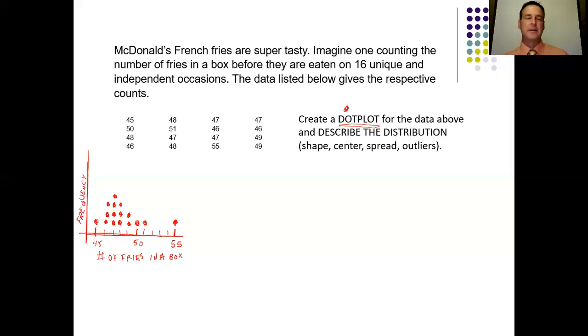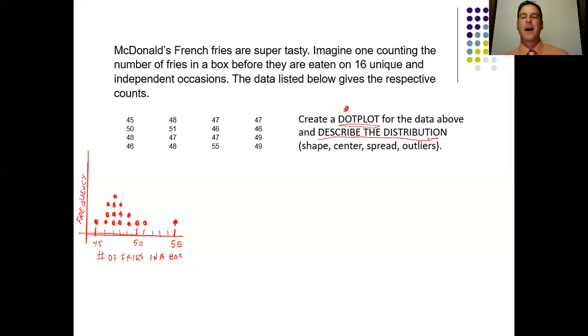Further, I'm going to count these dots. I have 1, 2, 3, 4, 5, 6, 7, 8, 9, 10, 11, 12, 13, 14, 15, 16, 17. Oh, let me count that again. 1, 2, 3, 4, 5, 6, 7, 8, 9, 10, 11, 12, 13, 14, 15, 16. Okay, got enough. All right, so that looks good. That would earn perfect points on an AP exam. And then they ask you to describe the distribution.